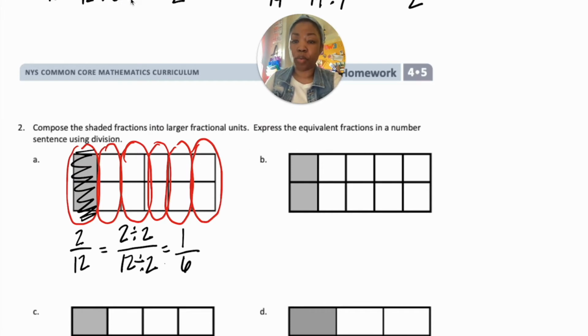Notice how we're starting with a non-unit fraction, and then when we compose it, we're composing it into an equivalent unit fraction. Another way to say that is we're putting it in its simplest form.